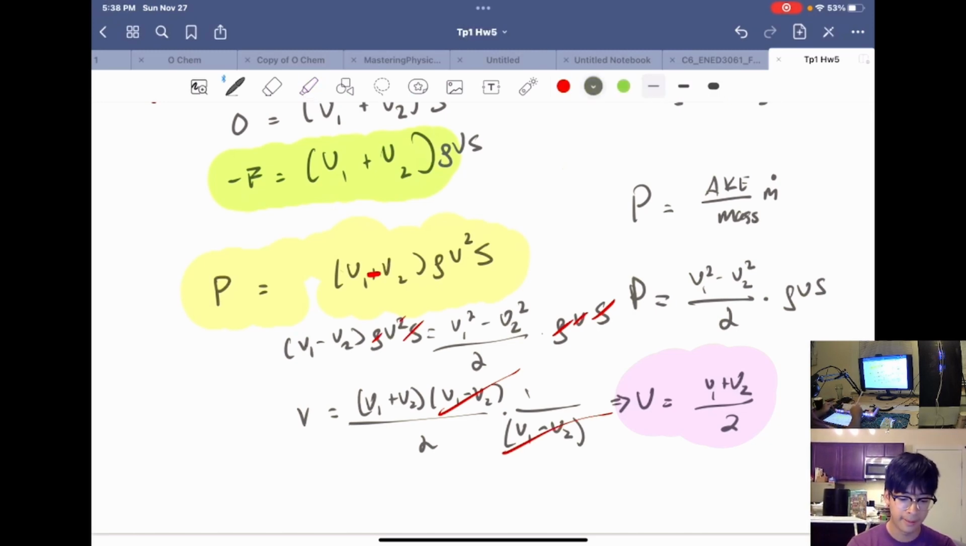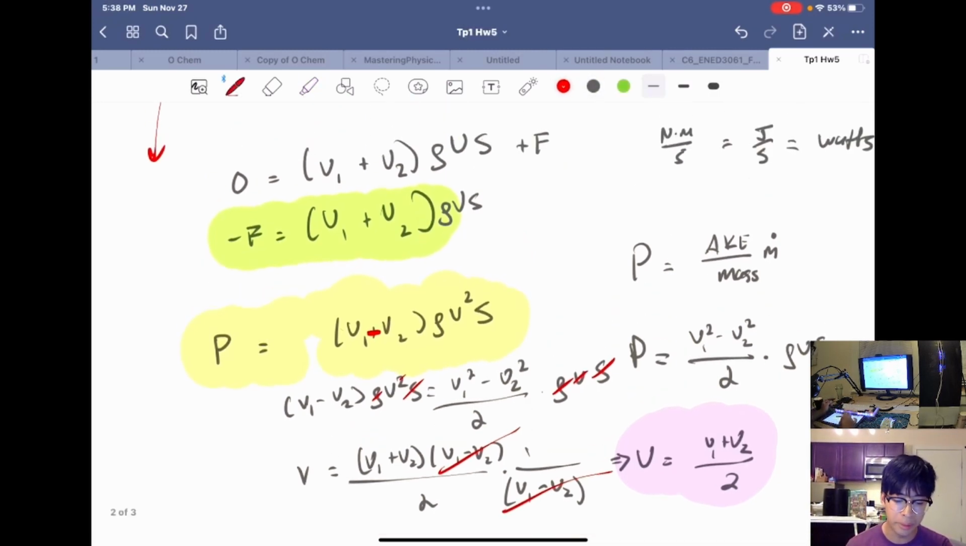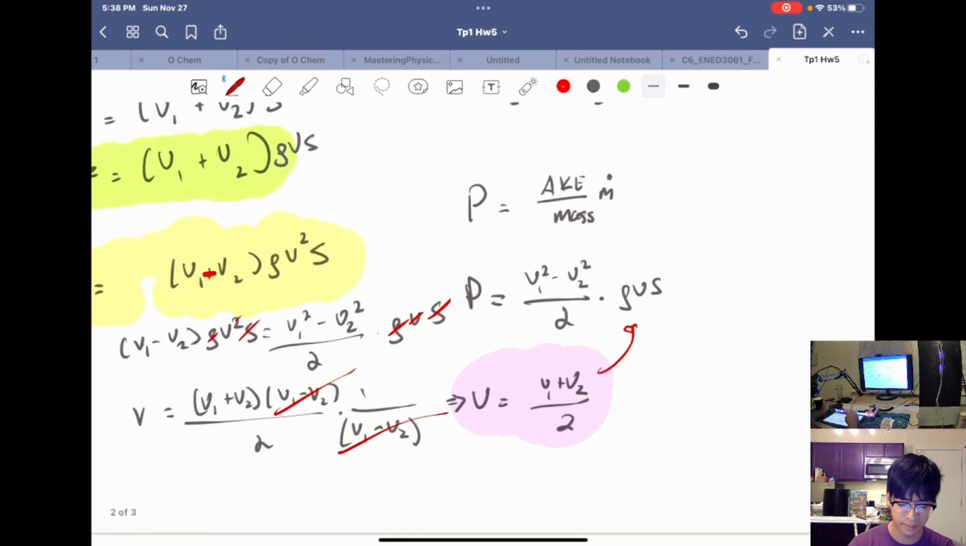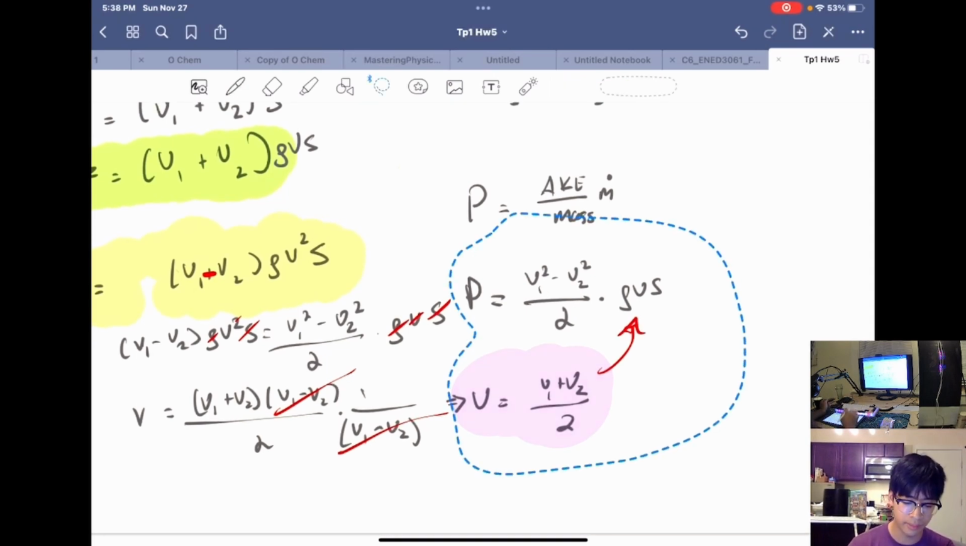So let's go ahead and plug this back into either expression for power, it doesn't matter. I'm going to choose this because it makes my algebra life a little easier. So let's bring that to the next page. Okay.